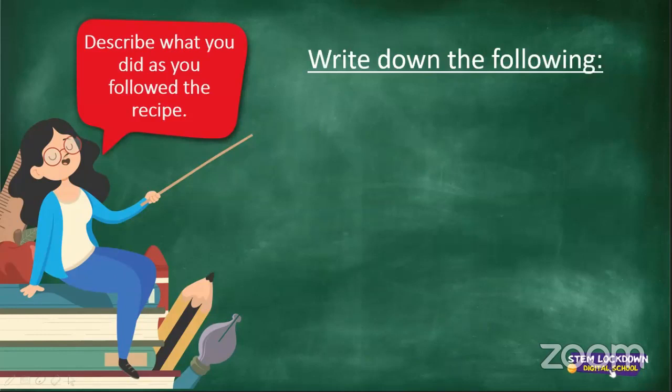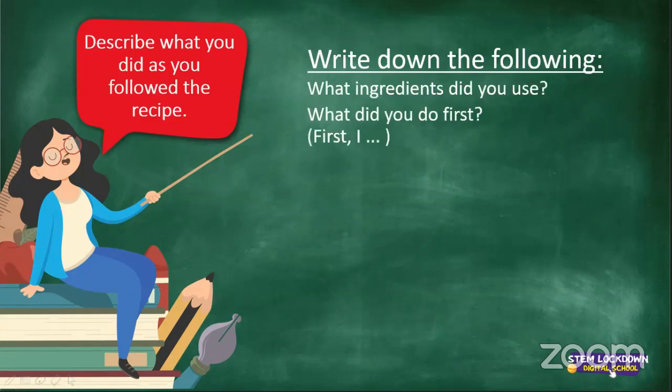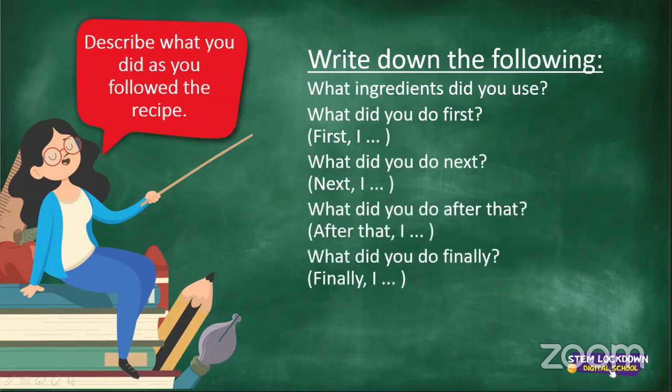So I want you to write down a sequence. I know you've done sequences. So you write, what did you do first? What did you do next? What did you do after that? And what did you do finally? So as you can see, it would not look exactly like a recipe, because in a recipe, you just say, put it in the oven, take it out, mix it. But for this exercise, I want you guys to start your sentences with "first I."